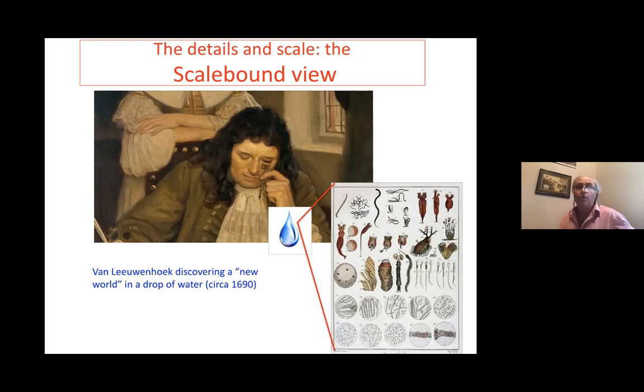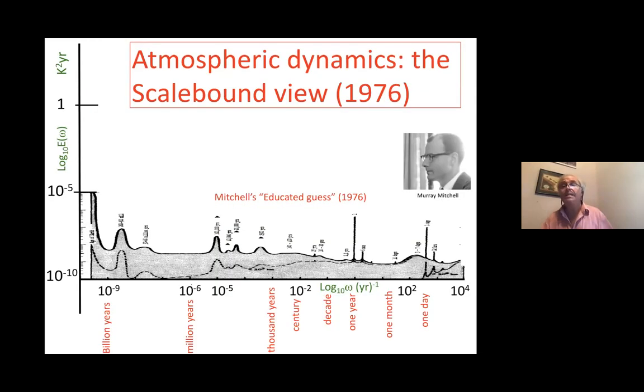Well, there's two extreme, opposite views. The first one I'm attributing to Van Leeuwenhoek here, it's maybe unfair to him, but he was famously quoted as having discovered a new world in a drop of water, right? He looked through the first powerful microscope and he discovered microorganisms. And since then, we've had the idea that every time you blow up by a factor of 10 or so, you see something qualitatively different, something new. And that underlined the view of Murray Mitchell, who back in 1976 came up with the first kind of schematization of atmospheric motions over huge ranges, right?